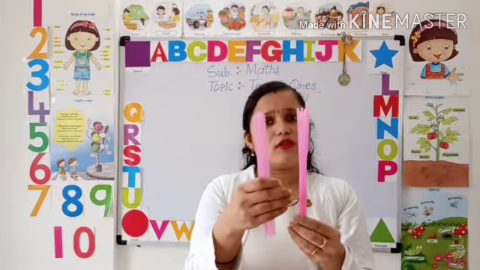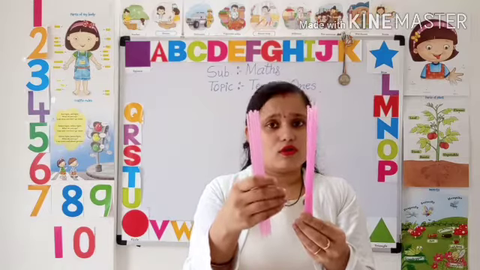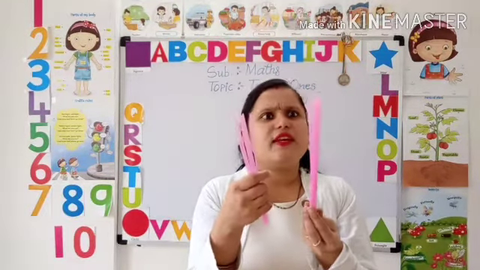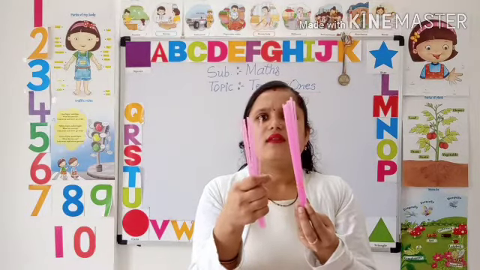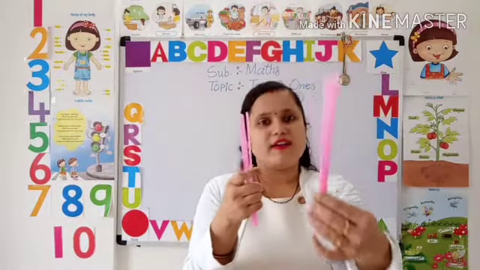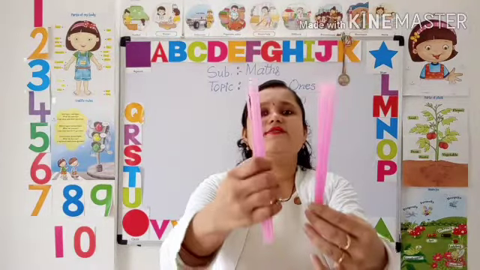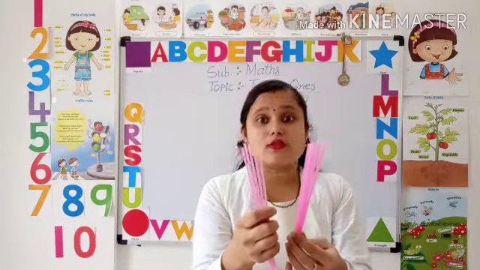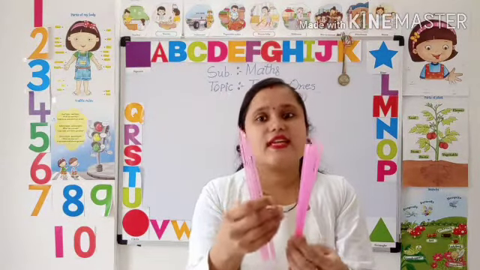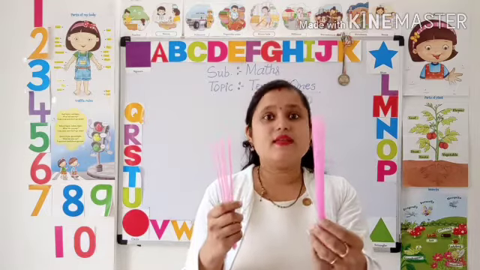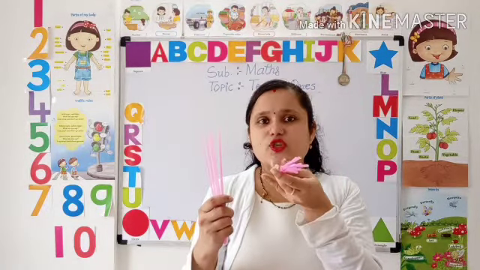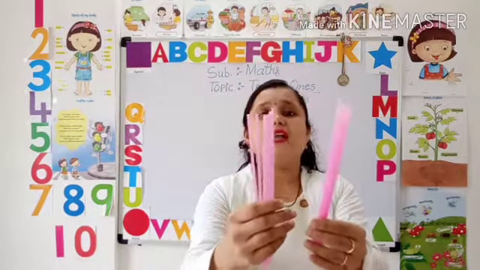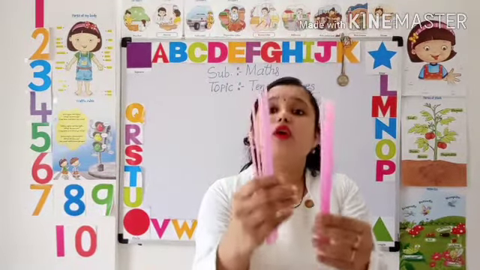Six straws are loose. So, how many ones and how many tens? Yes, one tens and six ones. It means I have 16 straws. It means one bundle of 10 straws. I have one bundle of 10 straws and six loose straws.